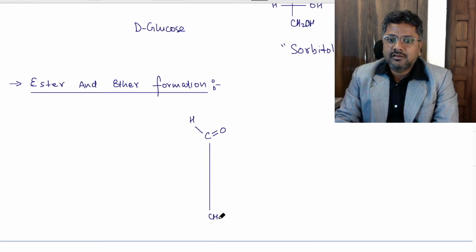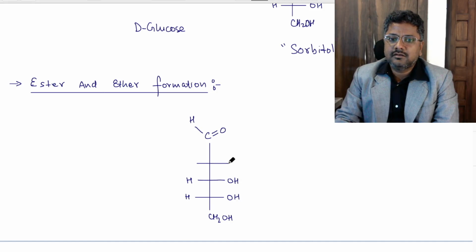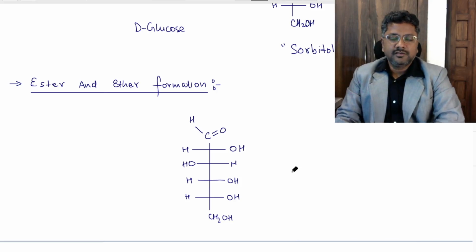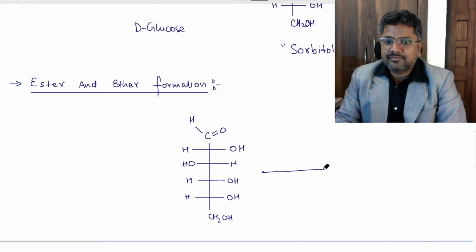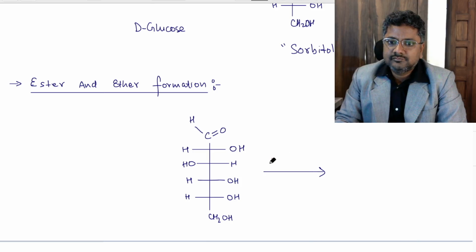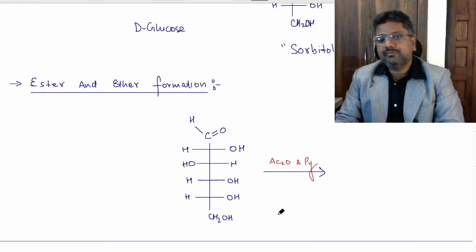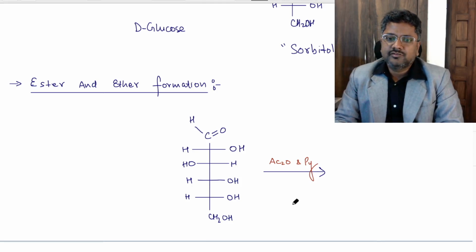So this is D-glucose, right? So if you take excess of acetic anhydride, Ac2O, and pyridine as a solvent, so what will happen?